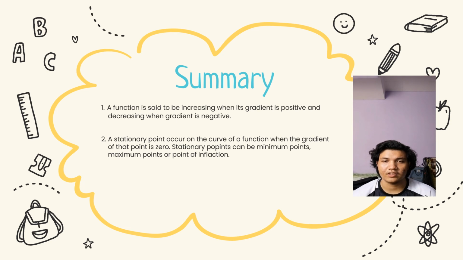Lastly is the summary that we learned from this topic, that is differentiation. Number 1, a function is said to be increasing when its gradient is positive and decreasing when the gradient is negative. And number 2, a stationary point occurs on the curve of a function when the gradient at the point is 0. A stationary point can be a minimum point, maximum point, or point of inflection.